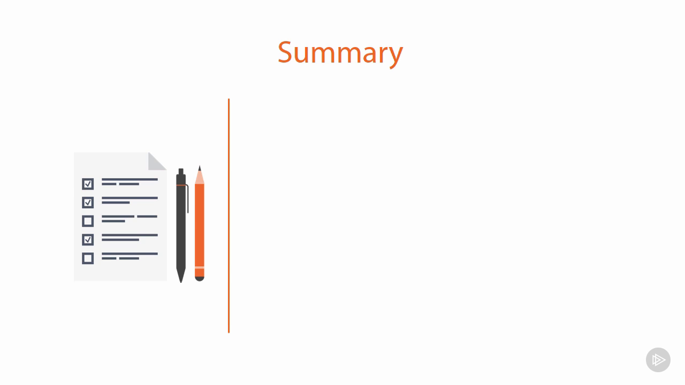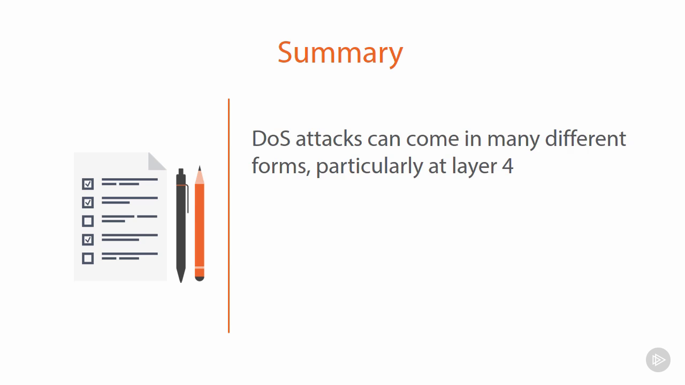Let's summarize the module. We did cover a lot, but one thing that should now be very clear is the number of different forms that DoS attacks can come in, particularly when we look at layer 4 in the OSI model, that transport layer. So the layer where we're talking about protocols such as TCP and UDP. There's quite a broad range of different attacks that can happen at that level.